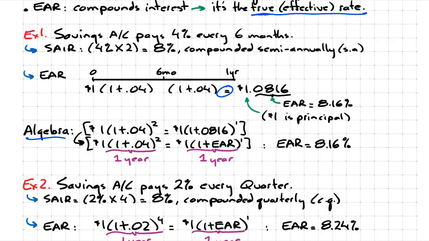is equal to this 1.0816. And how did we get that? Well, it's just the $1. Bring forward our capital plus that 8.16%, which represents our effective annual rate. So therefore, here's what it says.